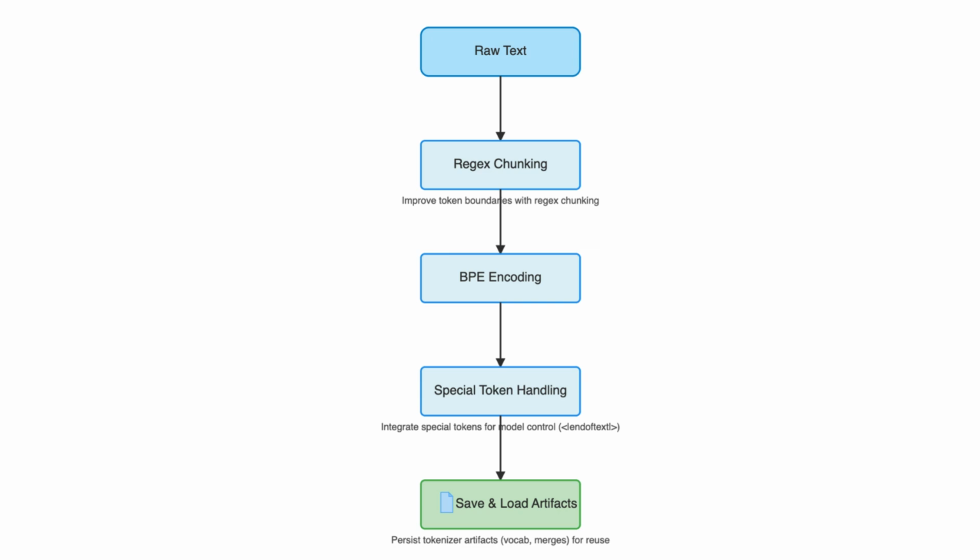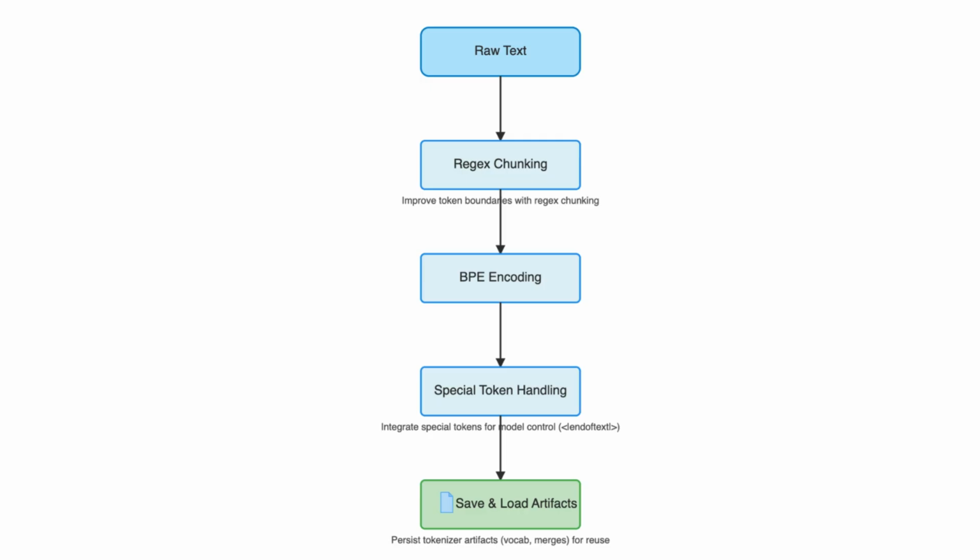Next, modern LLMs rely on special tokens, such as end of text to mark the end of a document, or pad for padding sequences. These are assigned unique IDs after training and are never subject to the merging process. For practical use, you'll need to save your tokenizer's artifacts, the vocabulary mapping token IDs to bytes, and the ordered list of merges, so it can be loaded and reused without retraining.